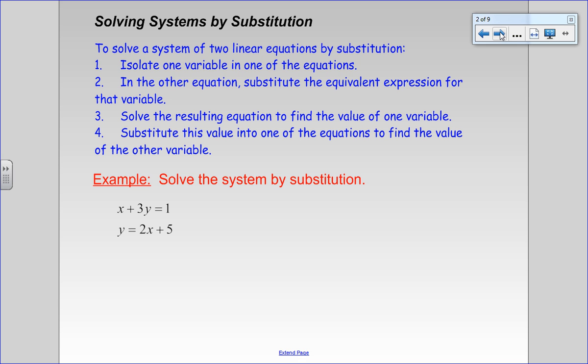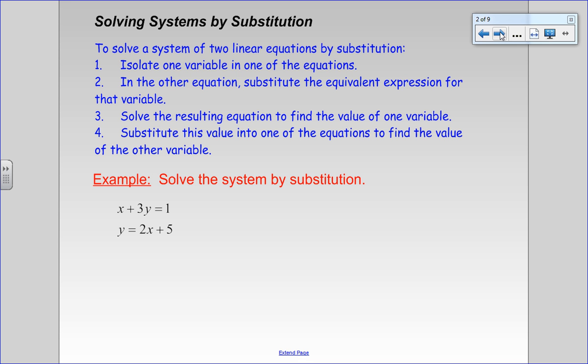To solve a system of two linear equations by substitution, we will use 4 steps. First, isolate one variable in one of the equations. Second, in the other equation, substitute the equivalent expression for that variable. Third, solve the resulting equation to find the value of one variable. And fourth, substitute this value into one of the equations to find the value of the other variable.